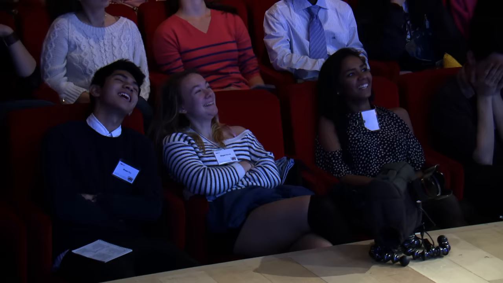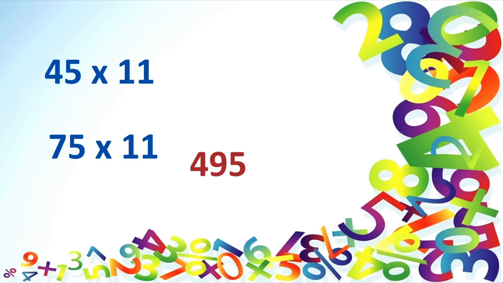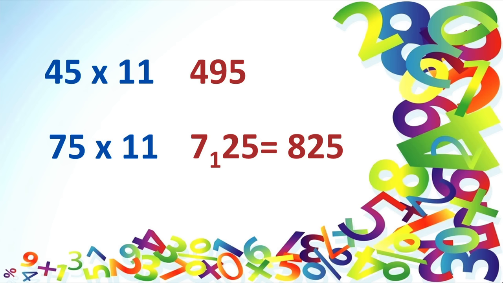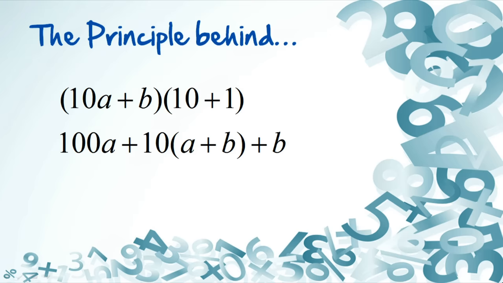That's it. Let's try the other sum. 45 times 11. That's 495. And 75 times 11. So it gives you 7, 12, 5. One gets carried over, and it becomes 825. That's how simple it is. OK, this is the principle behind it, where A is the coefficient. Let's move on.